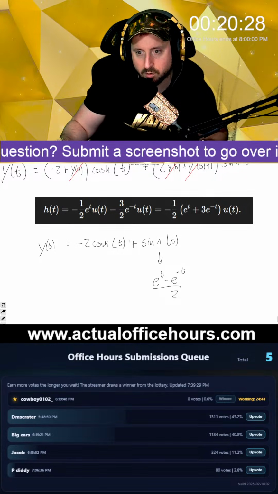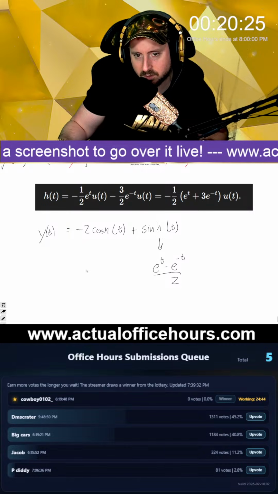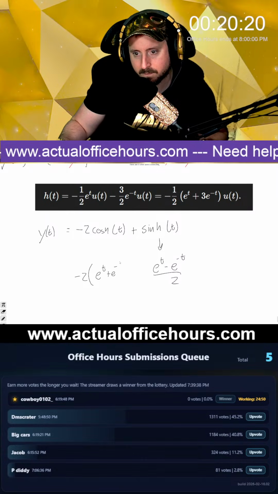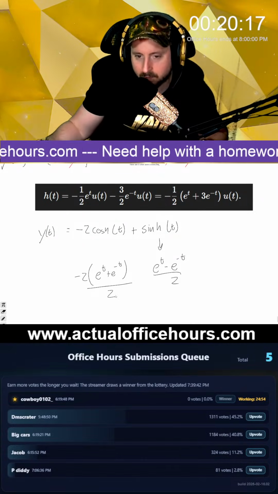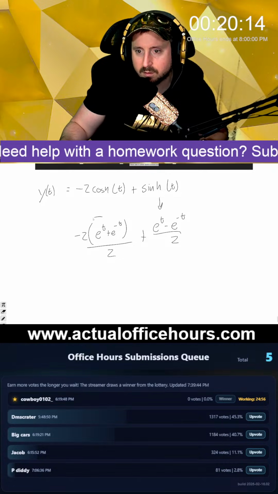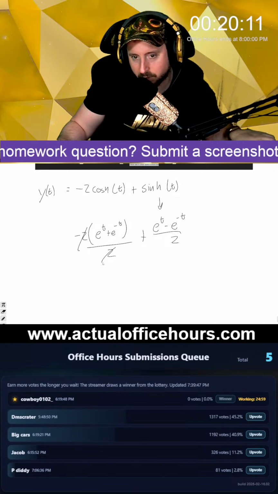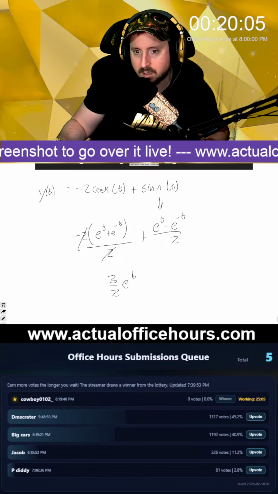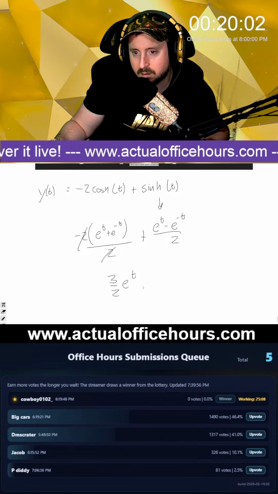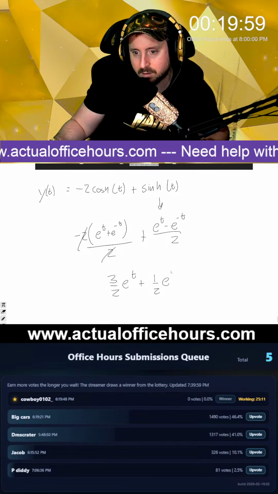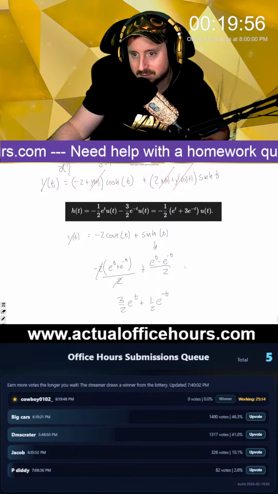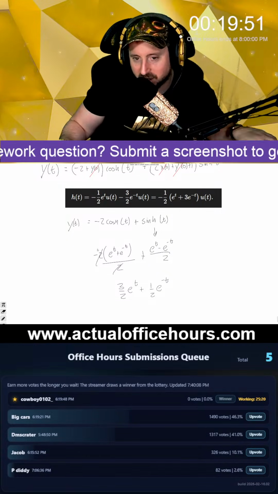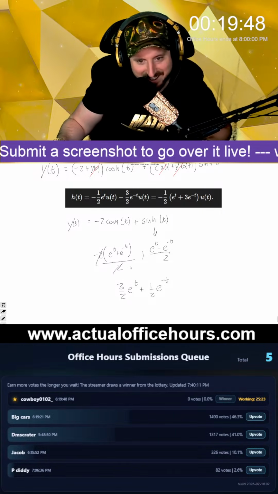Okay, beautiful. Is this the plus version? Yep. So you get negative 2 of those, over 2. Let's add those. This goes away. So I get 3/2 e to the t, minus 1/2 e to the t, because there's a minus sign here. That's right, so it's minus a half.